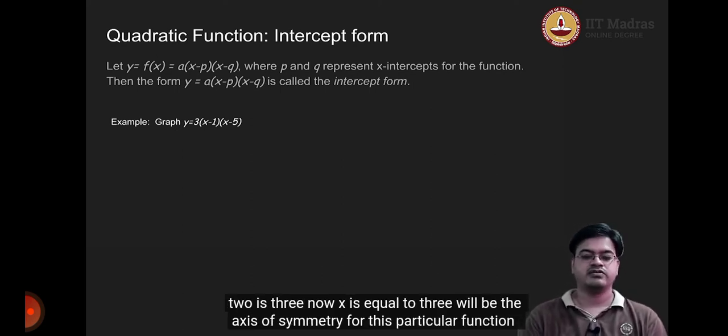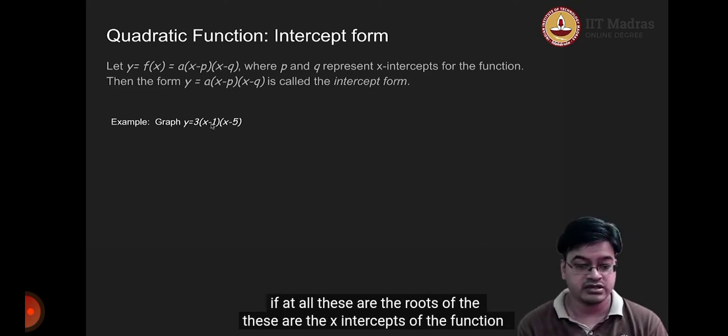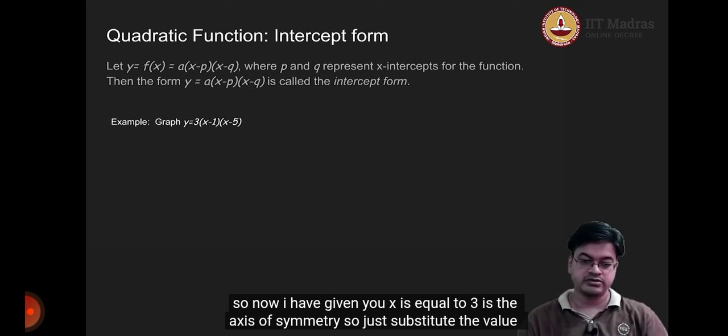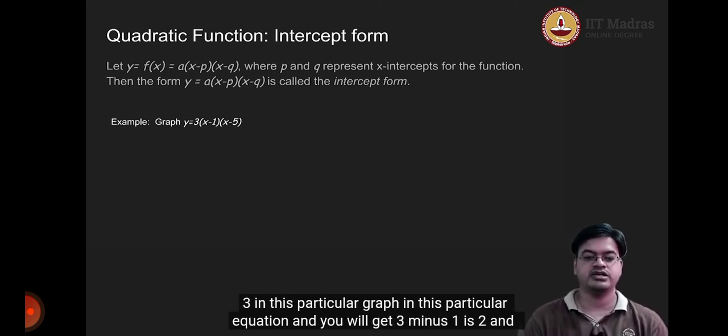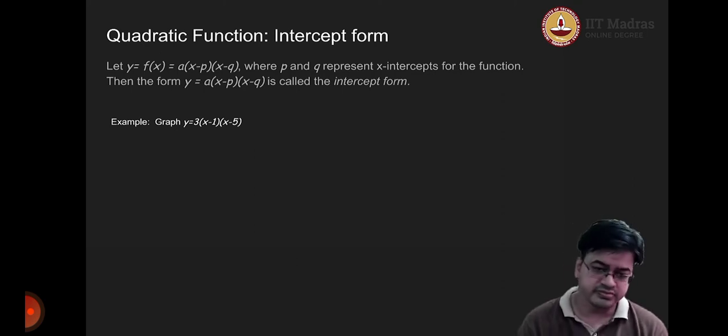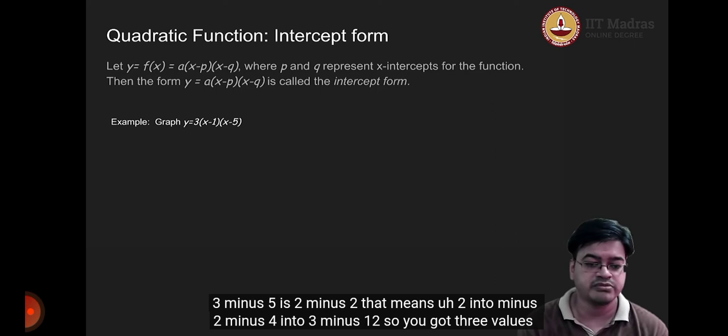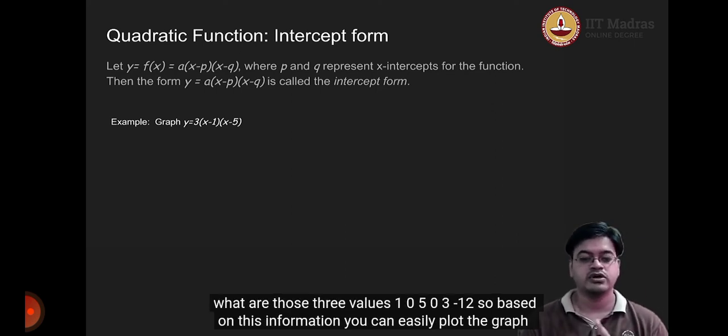Now x is equal to 3 will be the axis of symmetry for this particular function, if these are the x-intercepts of the function. So now just substitute the value 3 in this particular equation, and you will get 3 minus 1 is 2, and 3 minus 5 is minus 2. That means 2 into minus 2 is minus 4, into 3 is minus 12. So you got 3 values. What are those 3 values? (1, 0), (5, 0), (3, minus 12).